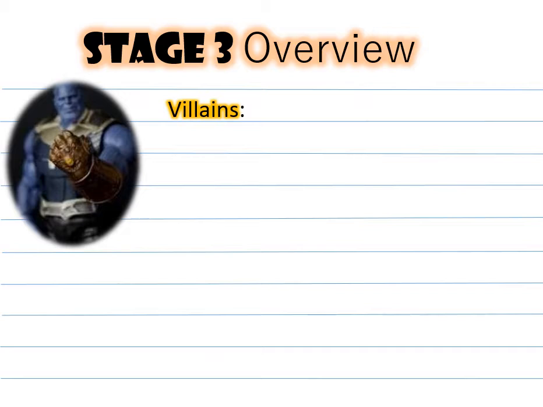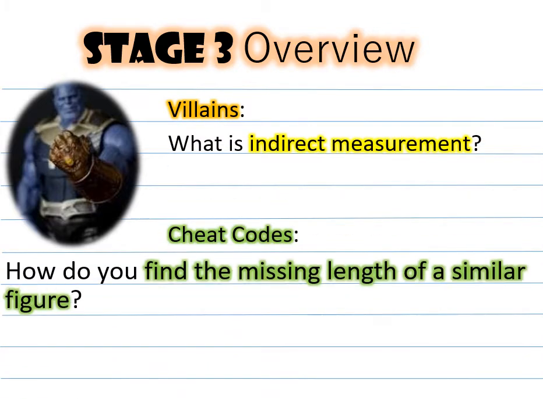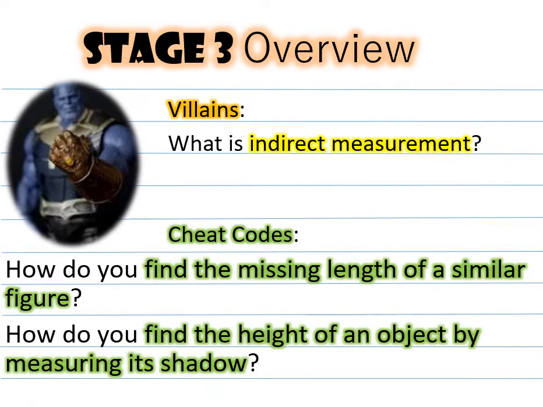Taking a look at the Stage 3 overview for the villains, what is indirect measurement? And for the cheat codes, how do you find the missing length of a similar figure? And how do you find the height of an object by measuring its shadow? We're going to take a look at all of that in today's video.